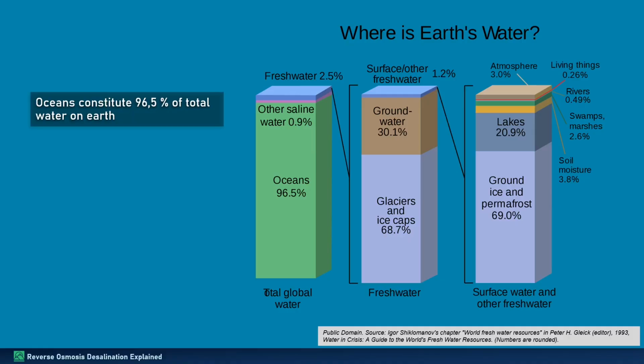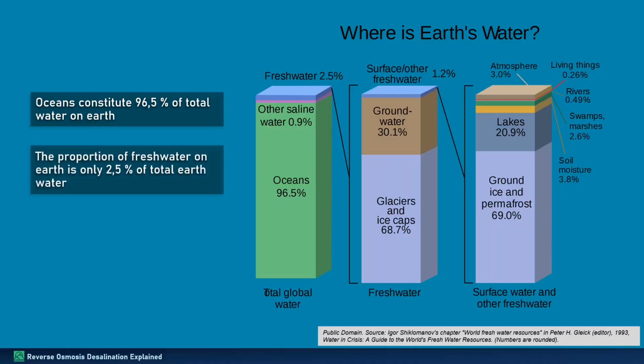Studies show that the biggest part of water on Earth is in the oceans. They constitute 96.5% of total water on Earth. But unfortunately, ocean water is not drinkable or usable for agriculture and most industries. The proportion of fresh water on Earth is only 2.5% of total Earth water, which in turn contains 69% of glaciers and ice caps, difficult to use as drinkable water.